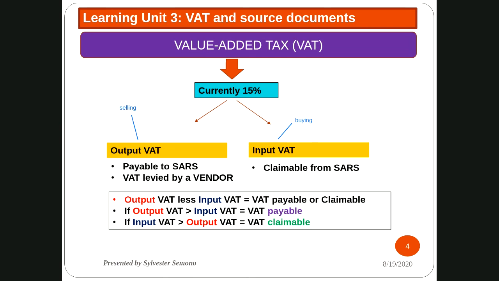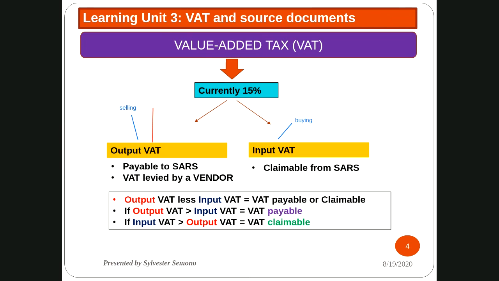And remember, that VAT does not belong to you, to the business. So when, let's say, the canteen charges you VAT on what you bought, this money belongs to SARS. So output belongs to SARS. That's why we call output a liability. Let me be specific. It's going to be a current liability.